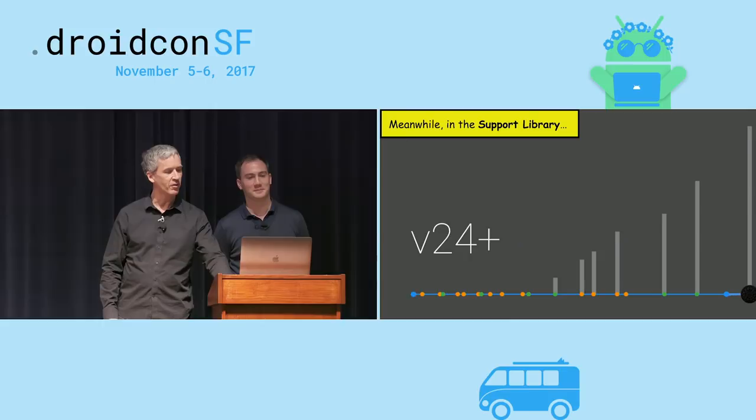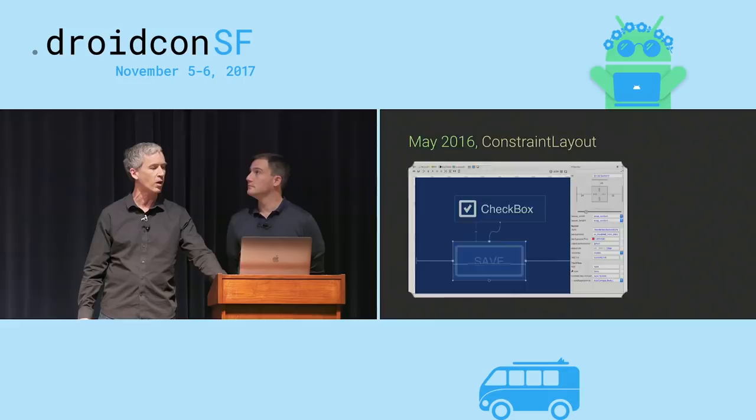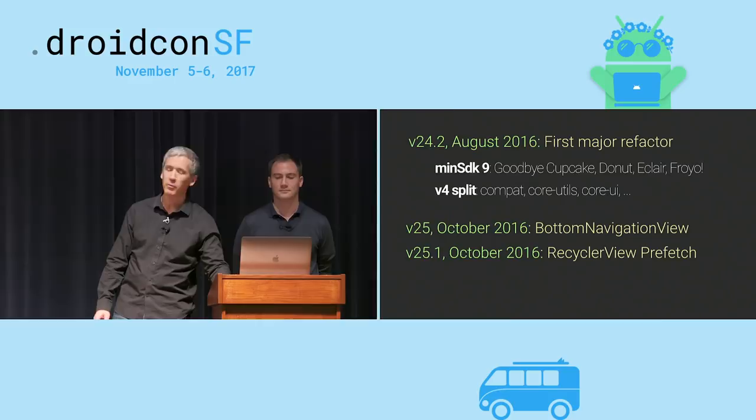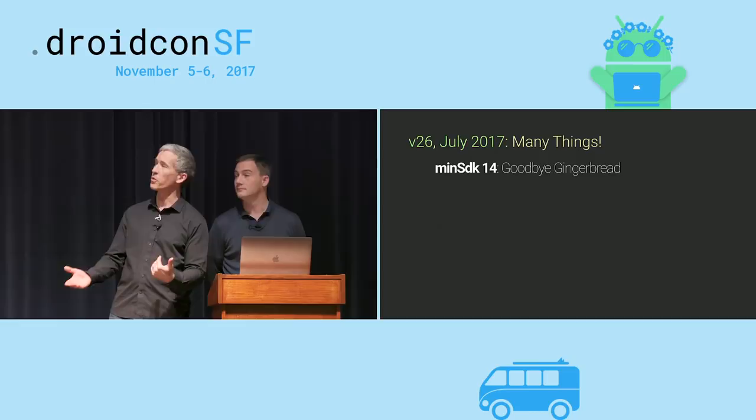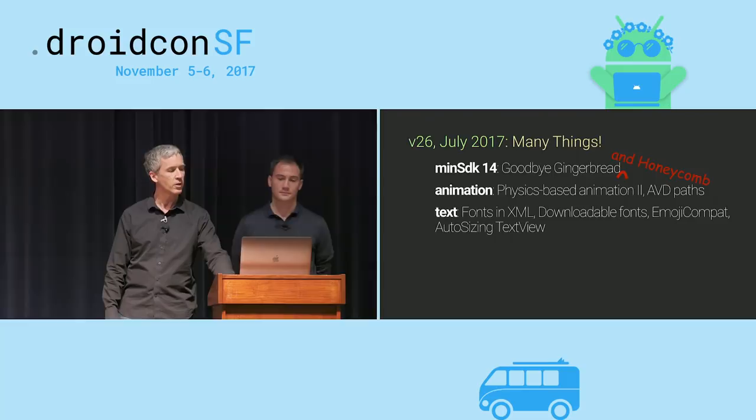And lots of support library stuff coming out. As I said, we're introducing more and more in the support library just because we can, unbundled with a release. So refactor, min SDK split, bottom navigation view, all these things coming out there first. Physics animation part one. We bumped the min SDK even further. And we'll continue to do so over time as it makes sense. New animation capabilities, text capabilities introduced there.